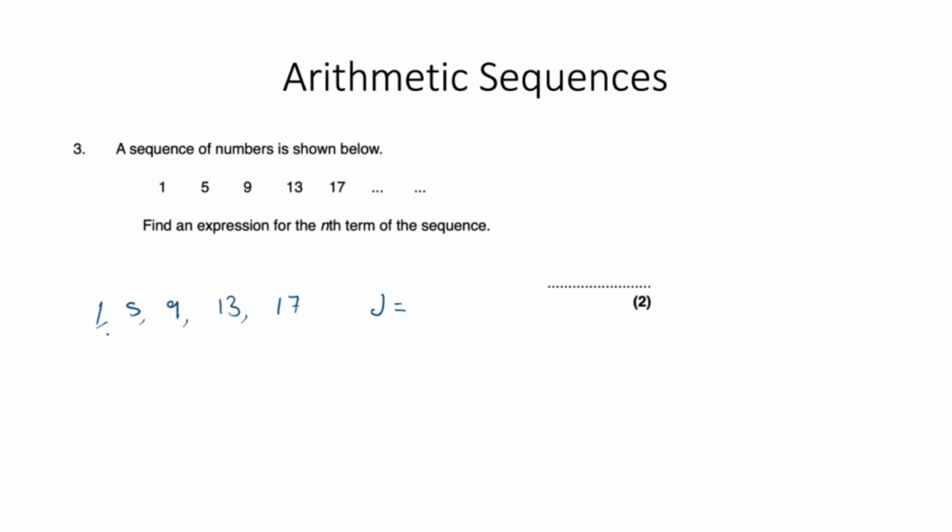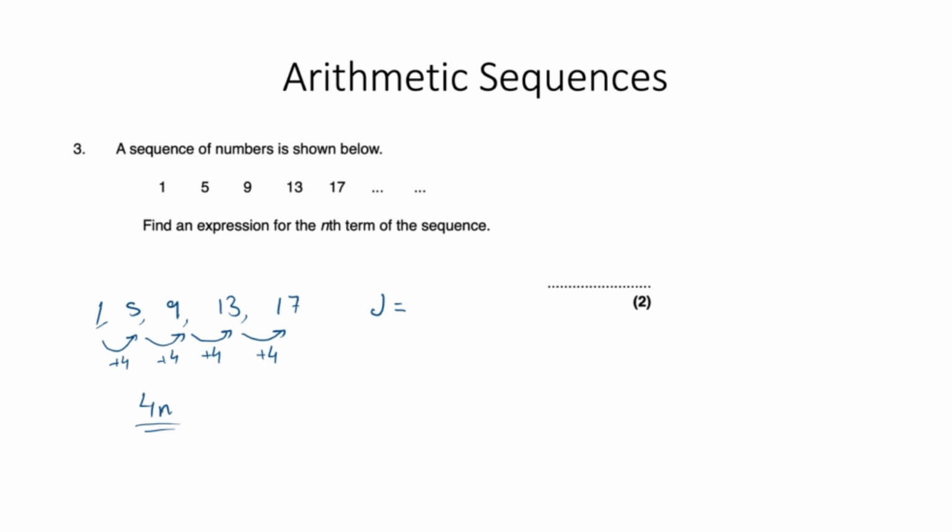In this case, the common difference is plus 4. So as you can see, from one consecutive term to another, it increases by 4 units. Okay, so for this, we're going to put 4n. So the common difference is 4, so we put the 4 before the n. Okay, but this is not it.